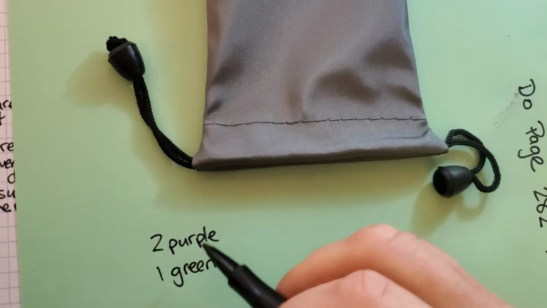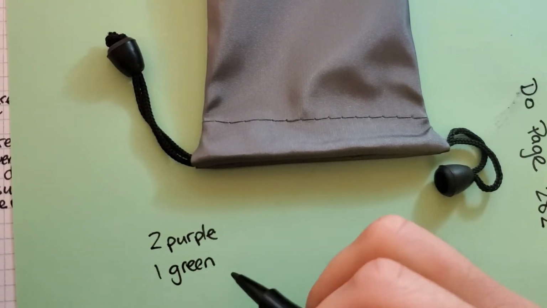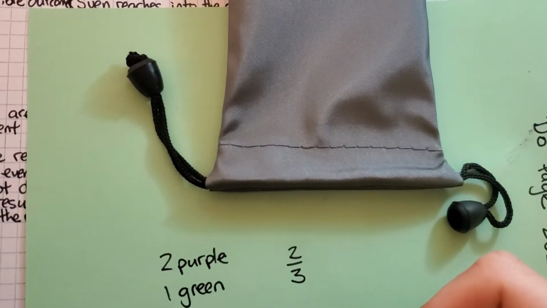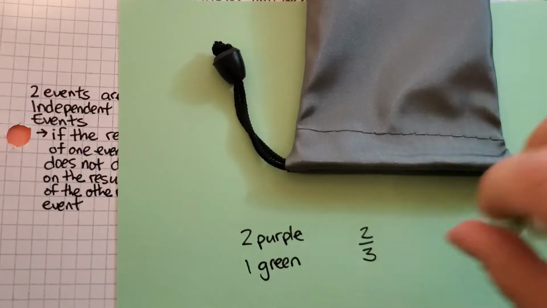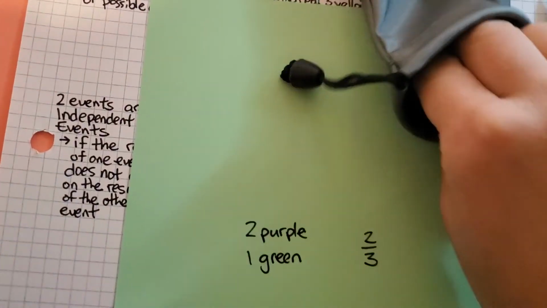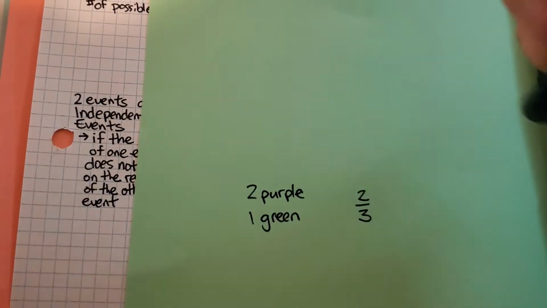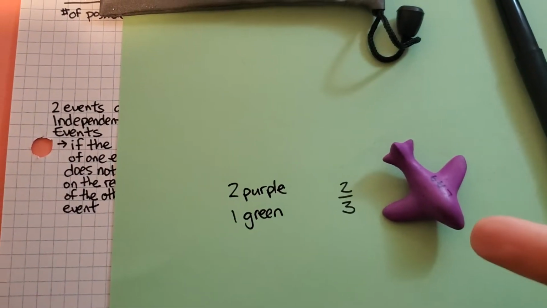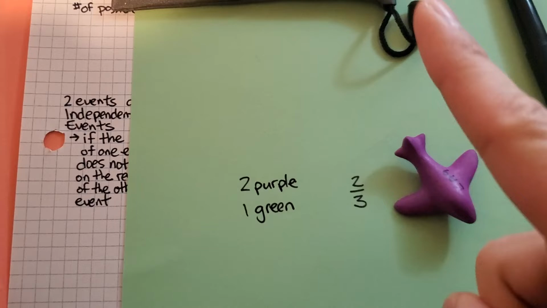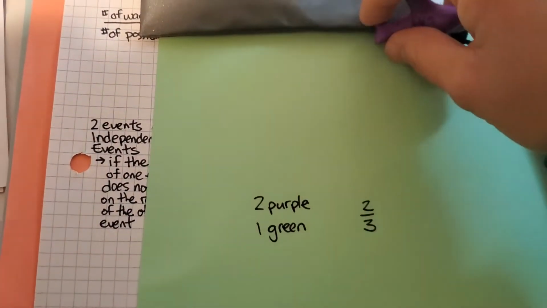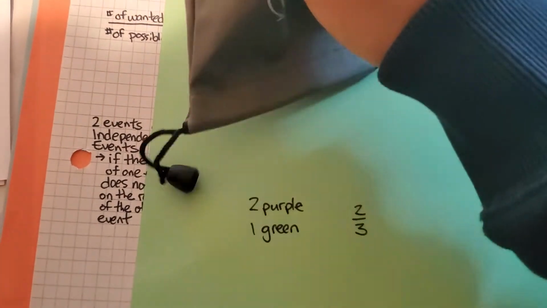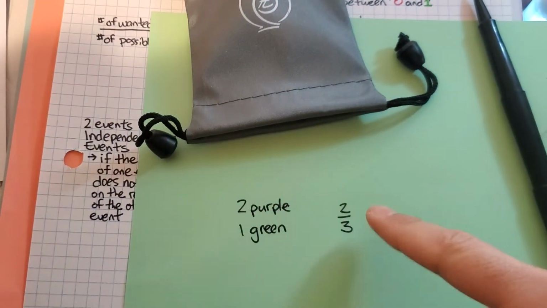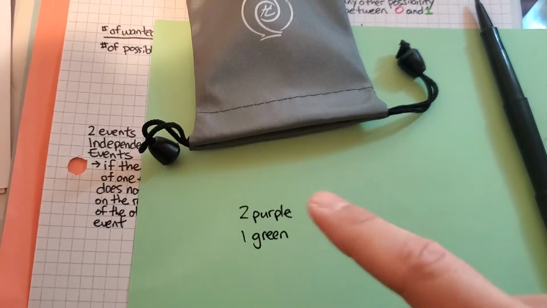The chances of pulling out a purple are 2 out of 3, right? So independent event, 2 out of 3. I pull it out, 2 out of 3 chances that I pull out purple, and I got a purple. Now, an independent event means that I put that purple one back in. Then I pull again, and I get purple. But the probability is always the same.